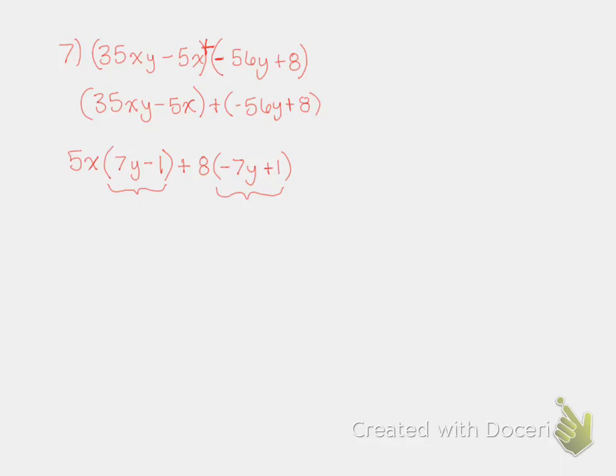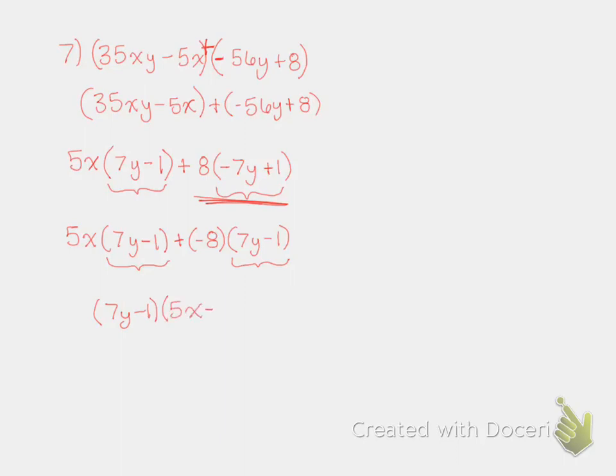So from this second term here, instead of taking out the positive 8, I'm going to factor out a negative 8. So I have 5x times 7y minus 1 plus negative 8. So what that does is it changes the signs inside here. Now these are exactly the same. Okay, so my first term is 7y minus 1, and then I have 5x minus 8. Now, can that be factored anymore? Well, no. So you're done.